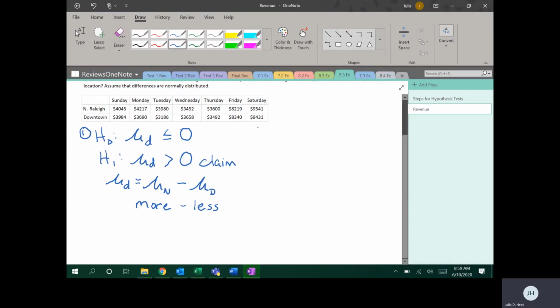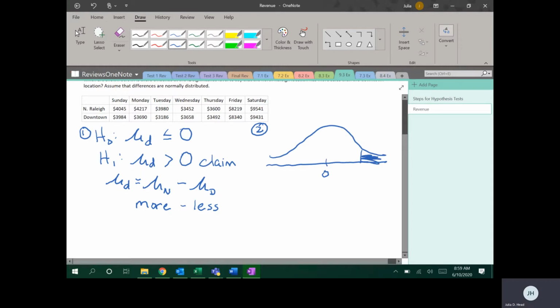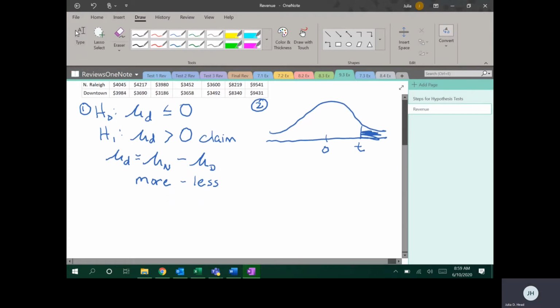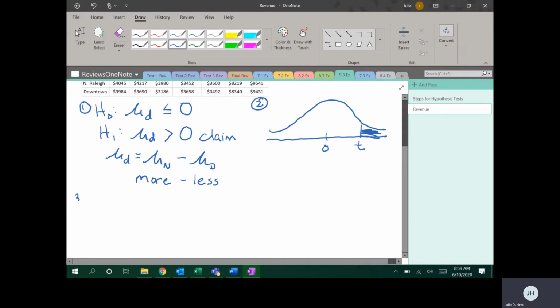Most of the rest of this will stay the same, but you do have those 2 random things that pop up. Step 2, to draw my picture. Since it's means, it's still the t-distribution. Since it is greater than, it's right-tailed. And I'll label it t because we're using the t-distribution. Now for my test statistic, we have that new formula that I'll rewrite.